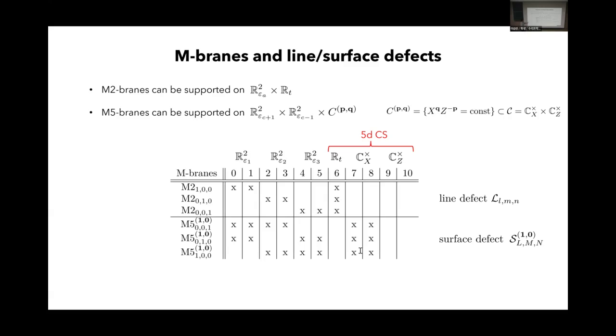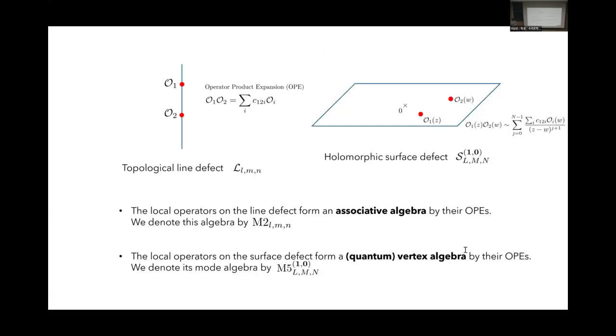And as you can see, once I localize to 5D Chern-Simons theory, M2 only leaves this defect on the R direction, and M5 only leaves this defect in the C star times C star direction. That's why they are line and surface defects in holomorphic topological theory.